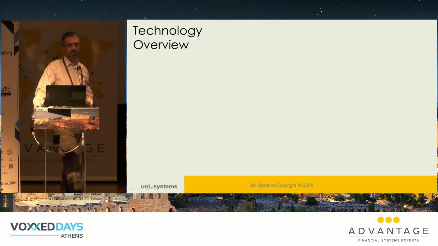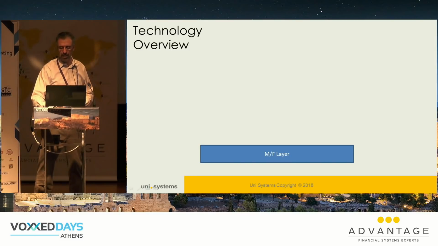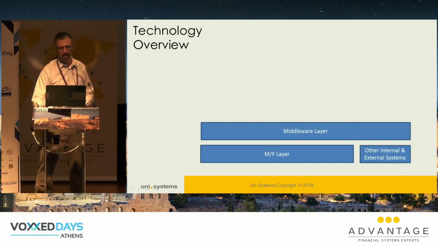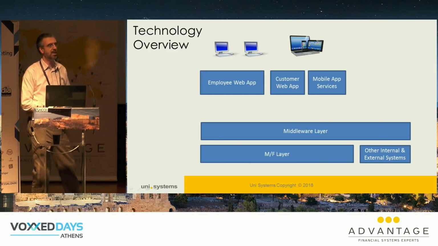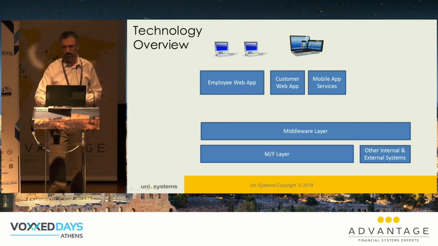Let's take a look at the technology overview. So far we've been talking very theoretically. At the bottom, of course, we have the mainframe layer, and we also have all the other internal and external systems of the bank, the backend applications. In the middle, we have the middleware layer. In the front, we have a web app for the employees of the bank, and we have another set of web apps. We have a web app for the customers, for our e-banking application, and we also have mobile app services to support the mobile apps.